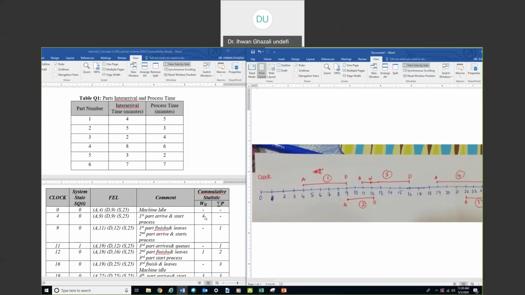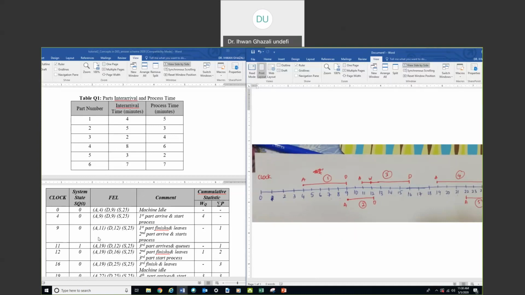Okay, and then here what happened? The waiting queue time is for here, because the machine is still waiting 4 minutes, right? I hope you understand this for the second line. Now for the system state SQ, you see no waiting part, right? No waiting part, and the waiting time for Q is for the machine idle for 4 minutes. Understand?